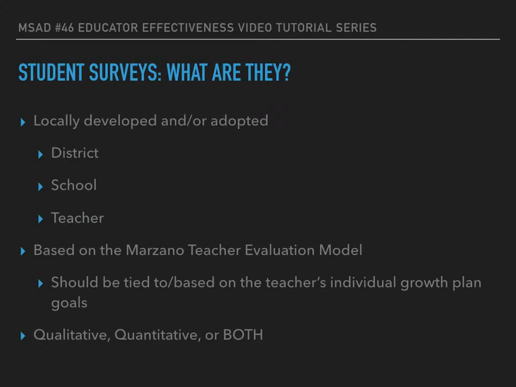Now, one of the caveats for the surveys is that they have to be based on the Marzano teacher evaluation model, and they should be tied to or based on the teacher's individual growth plan goals. Part of what this is about is tying the teacher's effectiveness to your goals, and having our students, our constituents, tell us how effective we are in terms of meeting the goals that we are trying to meet. Surveys can be qualitative, they can be quantitative, or both.